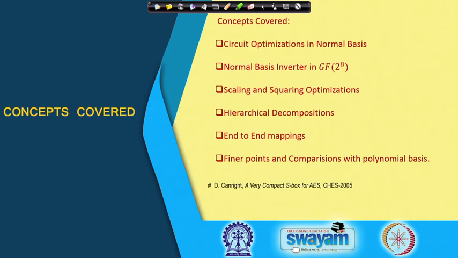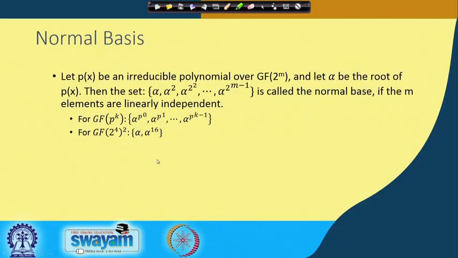We shall try to understand the hierarchical decompositions in normal basis, GF(2^8), GF(2^4) and finally GF(2^2), and finally obtain an end to end mapping for getting the functionally equivalent output as that of an AES SBox. We shall also conclude with some finer points and comparisons with the polynomial basis representation. So, with this idea, let us start.